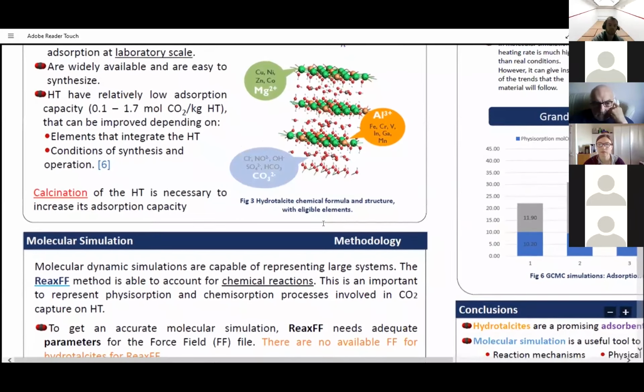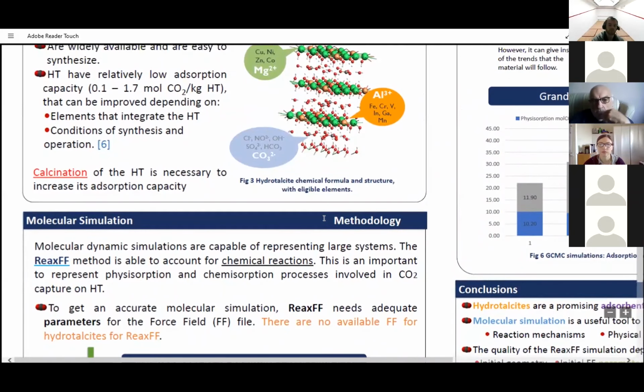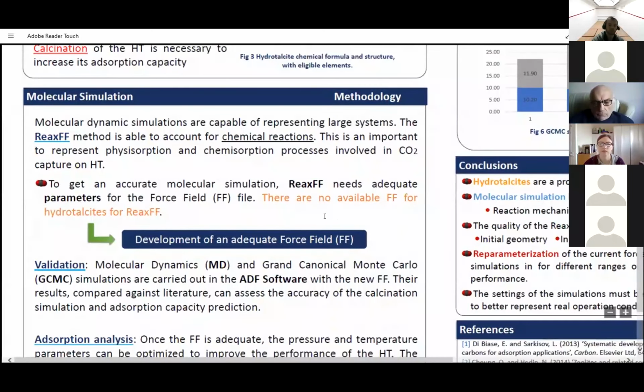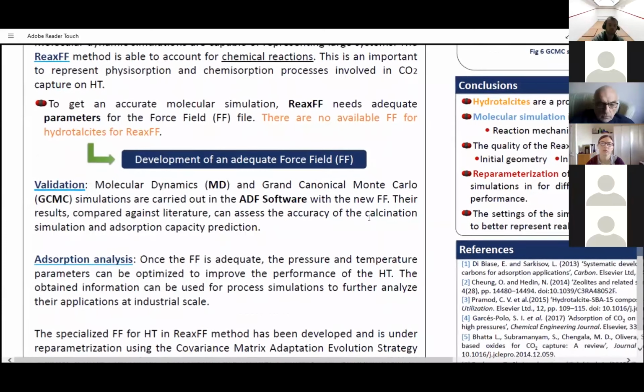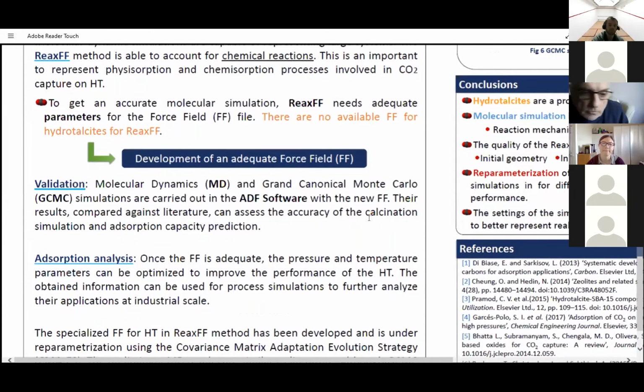So we cannot dream about doing that with quantum physics, and we then rely on force field methodologies, which do use the Newtonian laws, but they take into account the parameters found from the quantum physics. So what we did first was to develop a force field, which is a set of these parameters that tells the program how the atoms behave with each other. And then we run the simulations.